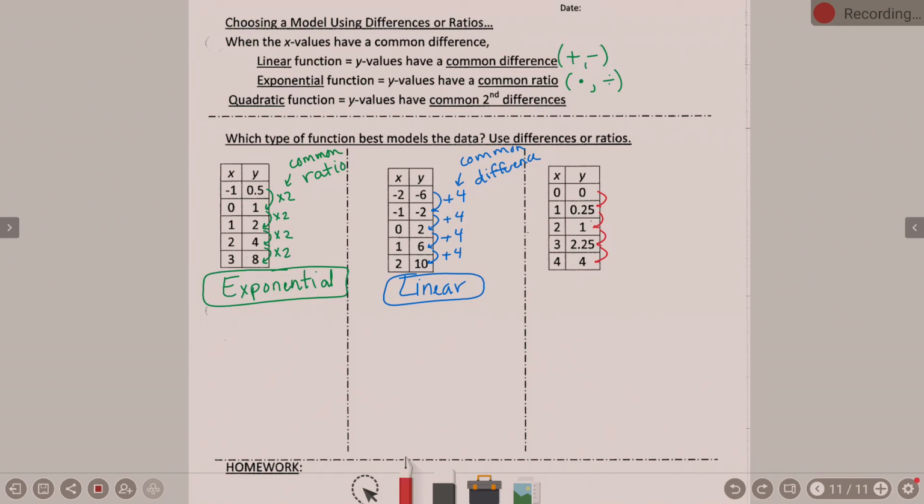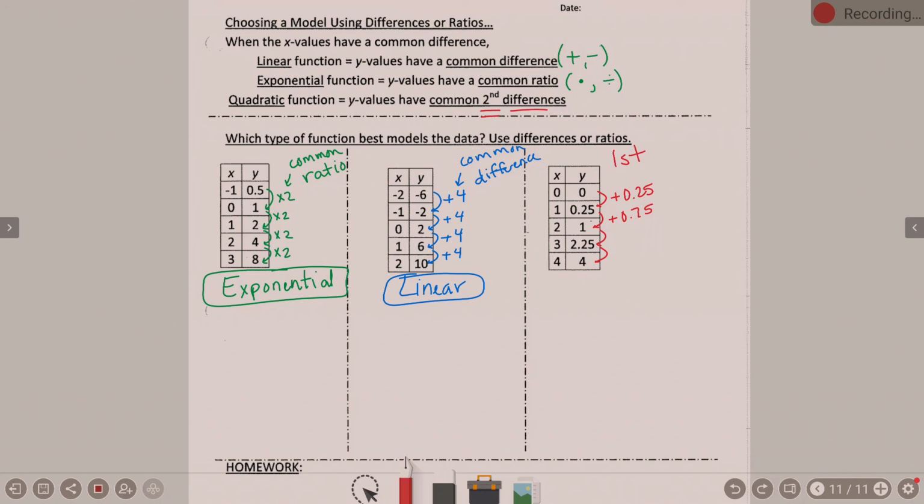So at that point, we want to check into this quadratic, which, notice, says the y values have common second differences. So let's figure out what the first differences are. How do you get from 0 to 0.25? You add 0.25. We want to say add, because we want to talk differences, so we're talking adding, subtracting. And if you don't know one of these, you subtract the two numbers on your calculator, right? How do we get from 0.25 to 1? You add 0.75.